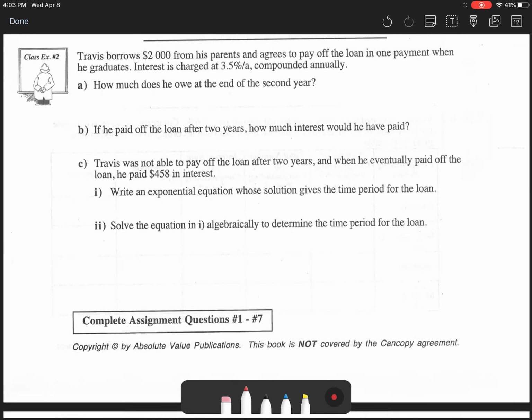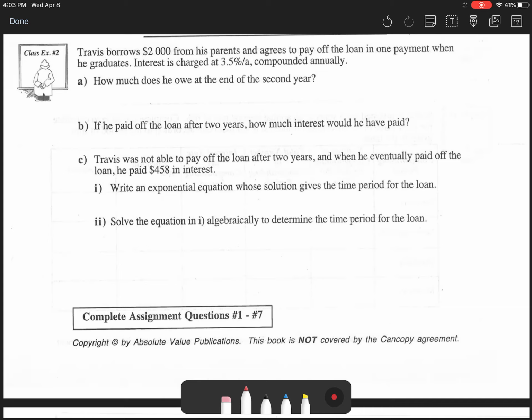If repayments are made on a regular basis, the compound interest formula cannot be used. Now, Travis borrows $2,000 from his parents and agrees to pay off the loan in one payment, so that's why we can use this formula when he graduates. Interest is charged at 3% per annum, so that's what the /A means, per year, compounded annually. How much money does he owe at the end of the second year?